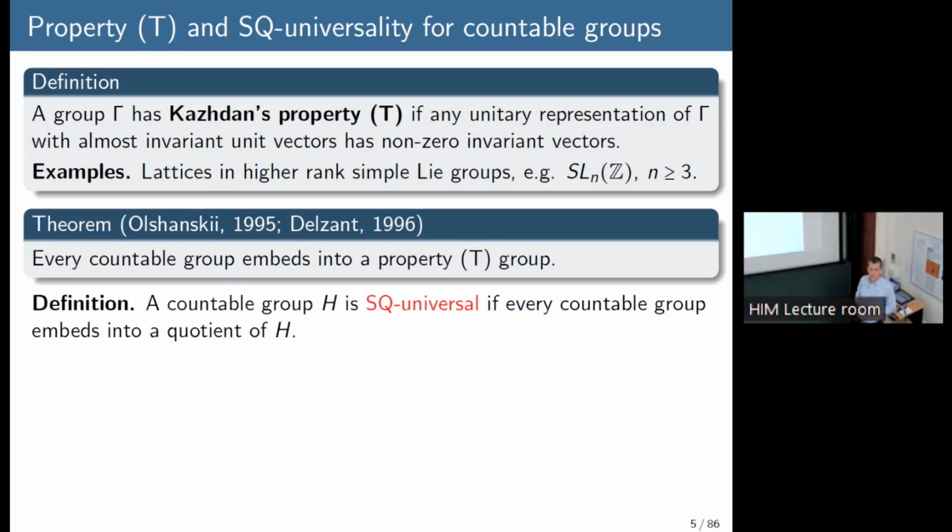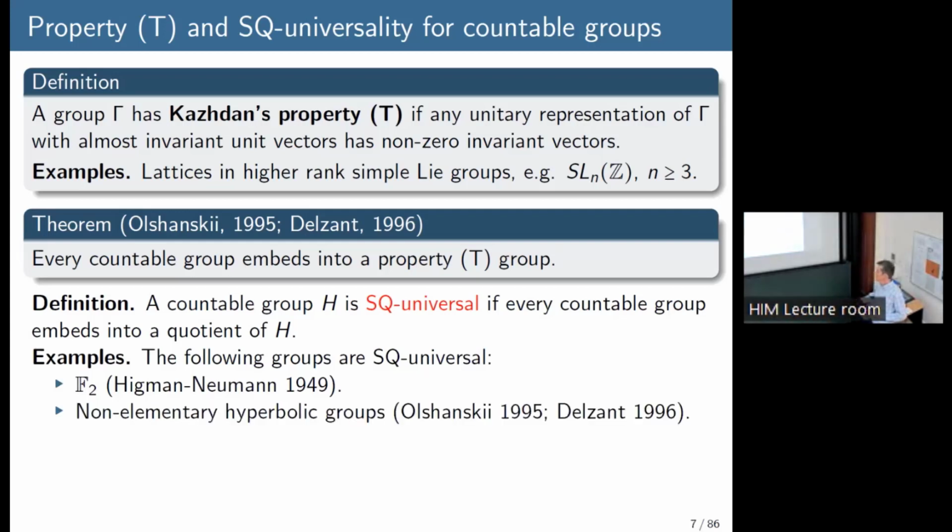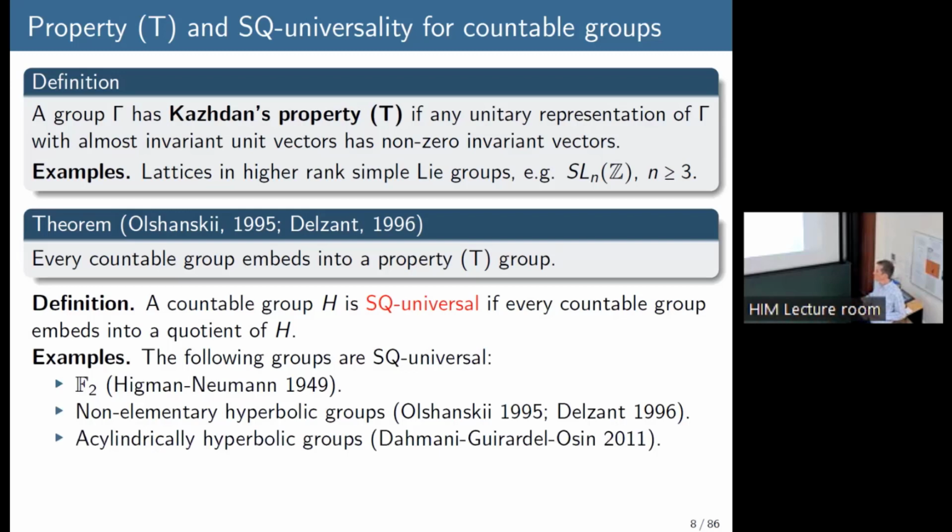And how do you prove this statement? Well, let's look at this notion of SQ universality. A group H is said to be SQ universal if any possible countable group Γ will embed into a quotient of this group H. And this notion has been studied for a while. So free groups are SQ universal. More recently, non-elementary hyperbolic groups are SQ universal, and this will be useful for our result mentioned above.